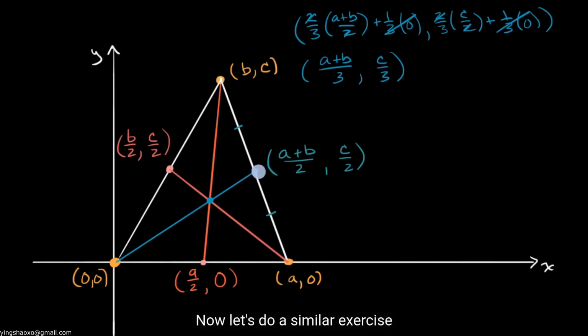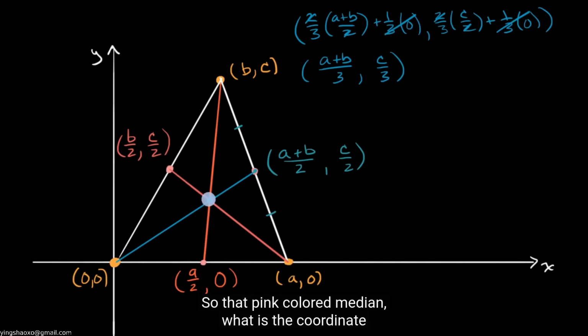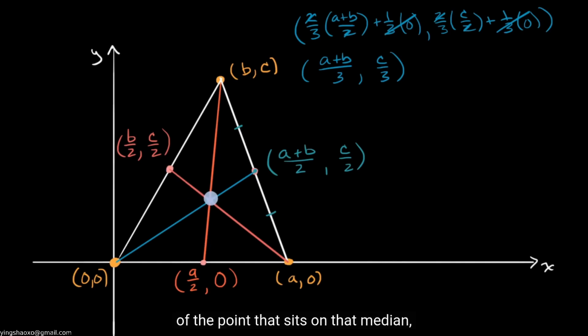Now let's do a similar exercise with this pink colored median. What is the coordinate of the point that sits on that median that is twice as far from the vertex as it is from the opposite side? Well, it would be the exact same exercise. We would doubly weight these coordinates.